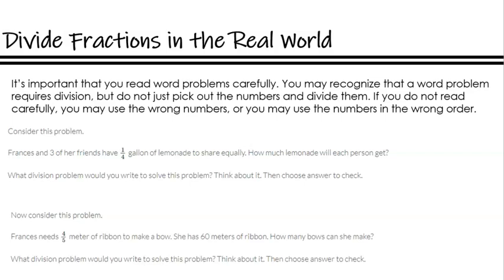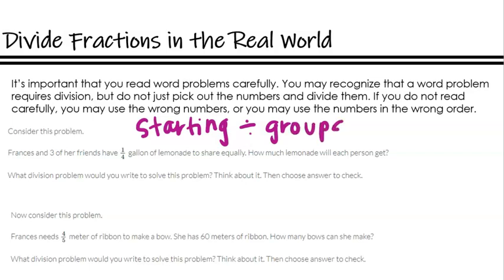So you always have to be thinking, what are you starting with? Your starting amount has to go first, and then you're always dividing by the groups. You can think of it as groups, or as how many will fit into this. In this example, our starting amount is the amount of lemonade they're sharing. They're sharing 1/4 gallon, so that has to go first. We're going to be dividing by the number of people. It's Francis and 3 friends, that's 4 people total, so we will be dividing by 4.